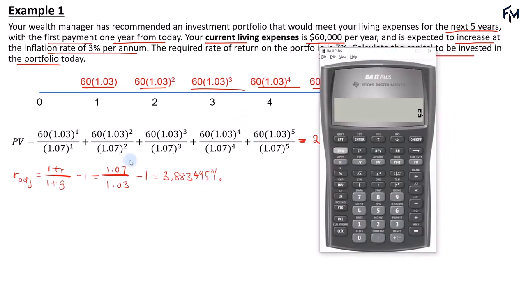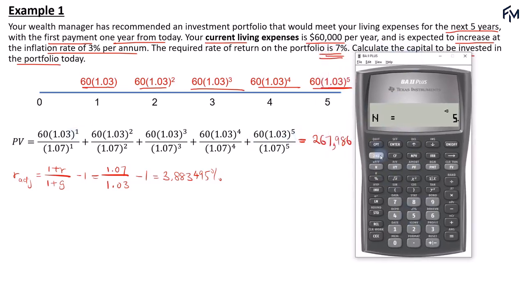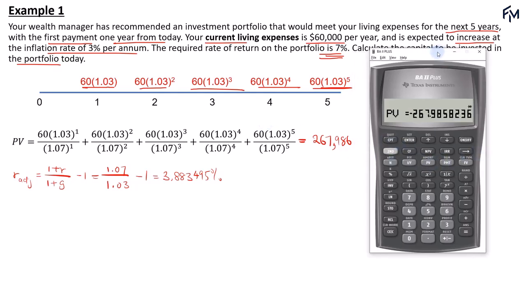So with this discount rate, we can now input this into your financial calculator. In the financial calculator, we will input the adjusted rate, which is 3.883495. So this is the I/Y. N here is equal to 5 because there are 5 payments. And the PMT here, you can put it as 60. And then your future value is 0 at year 5. There's nothing extra there. So we have keyed in everything. So now you can just compute PV, and you will get $267,986. So that gives you the total PV of this growing annuity.